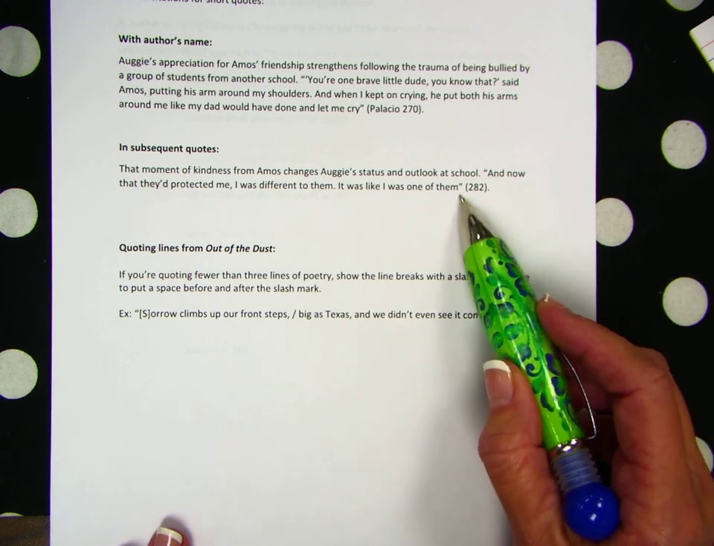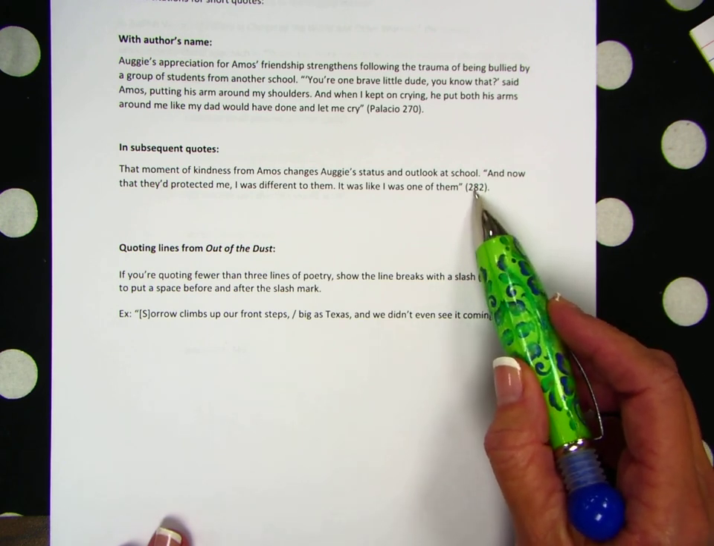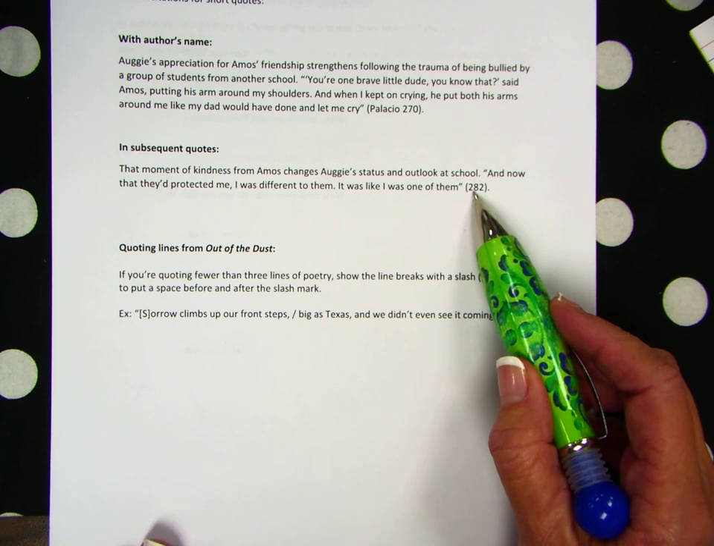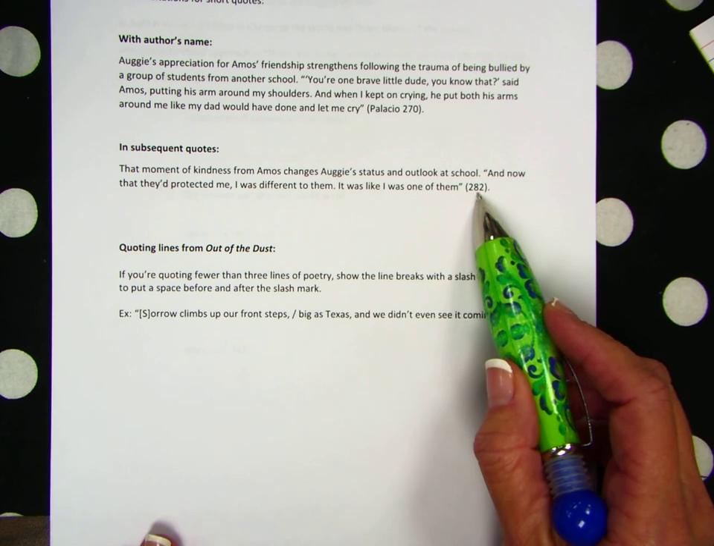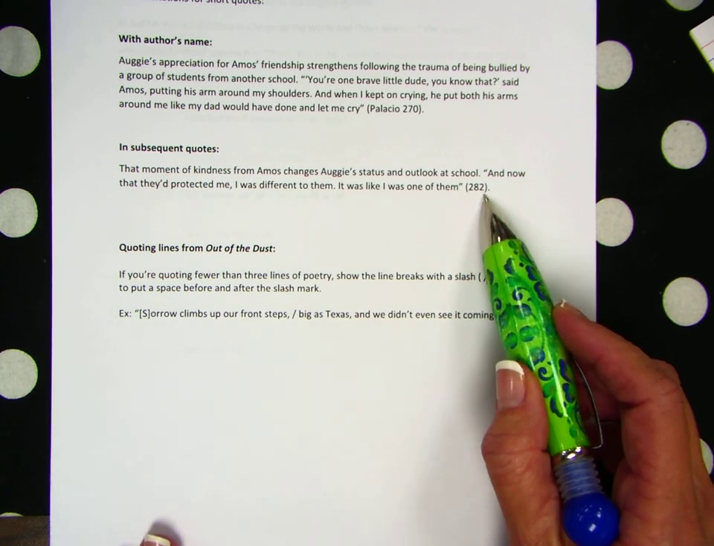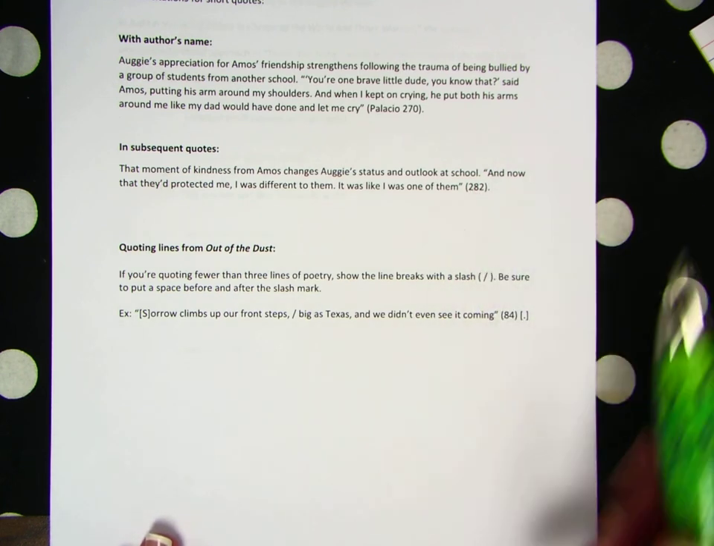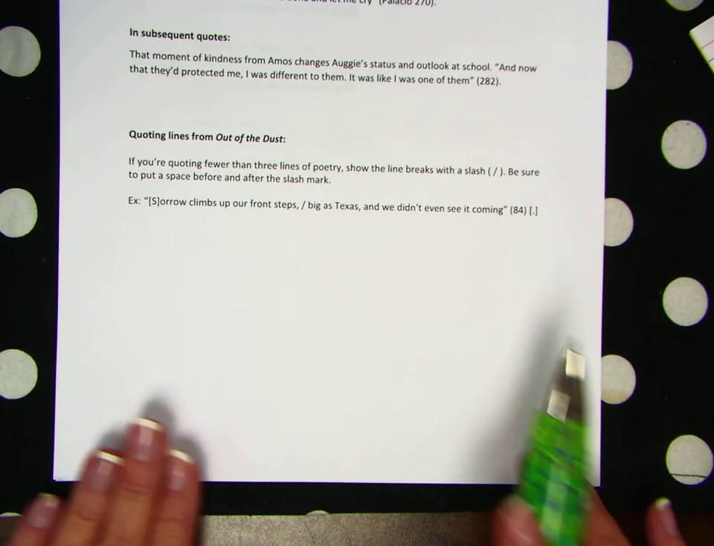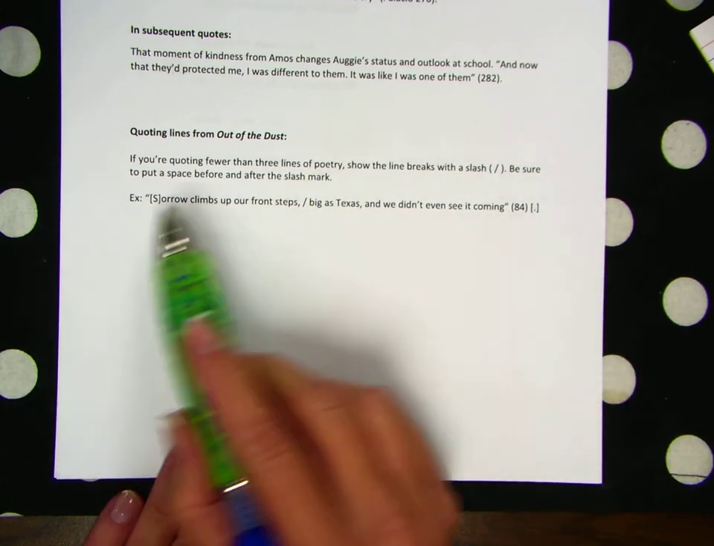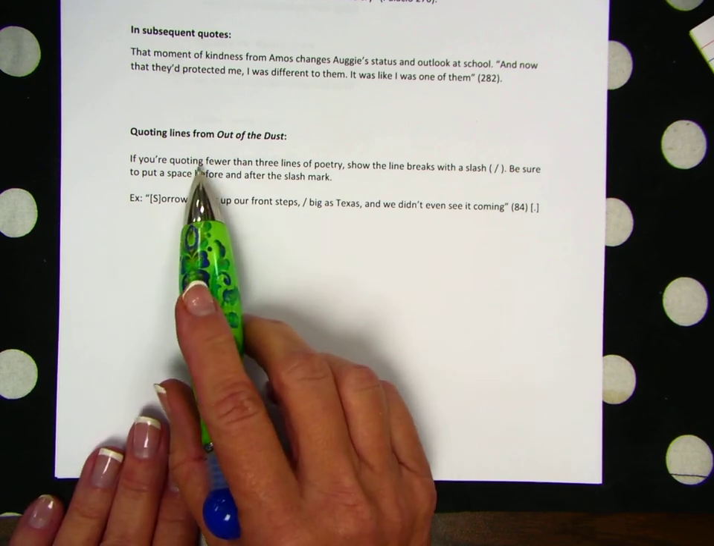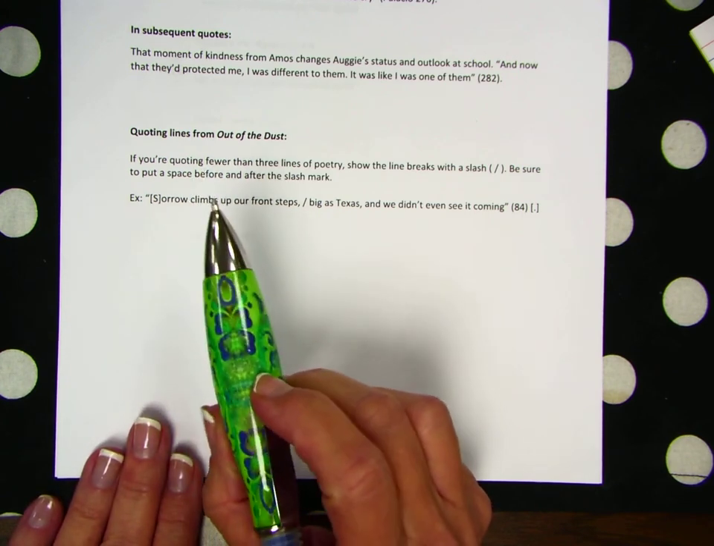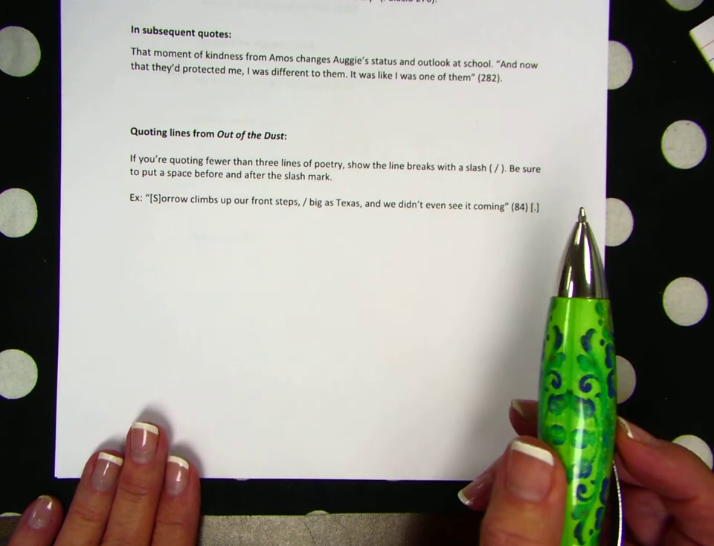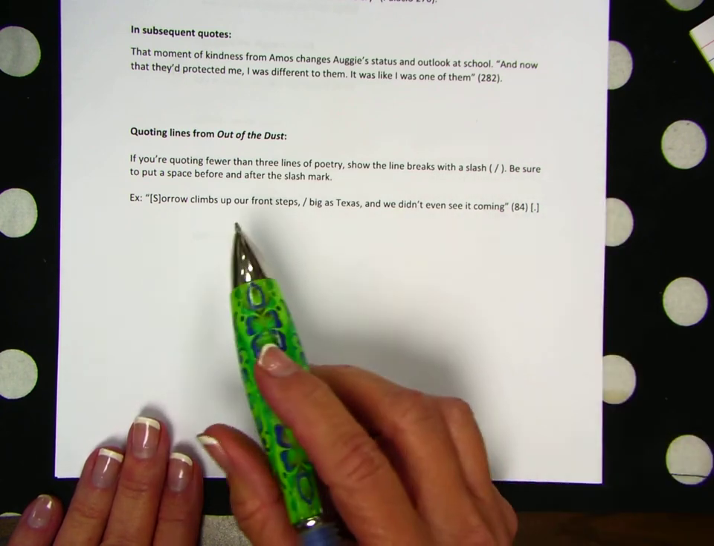Again, no punctuation here, just the page number, not the word page, not a P for page, not the number sign, just 282. That's clear that it is page 282. Now, for quoting lines from a poem, like Out of the Dust is a series of poems, there are some MLA rules. MLA is the set of guidelines we follow. It stands for Modern Language Association.